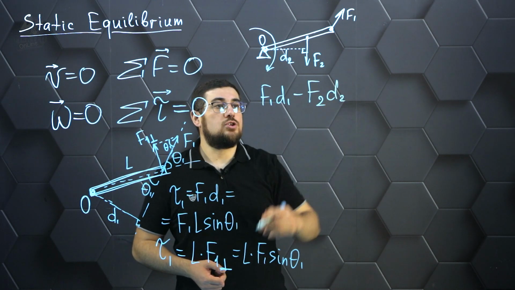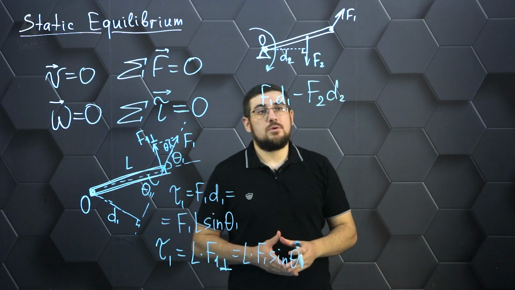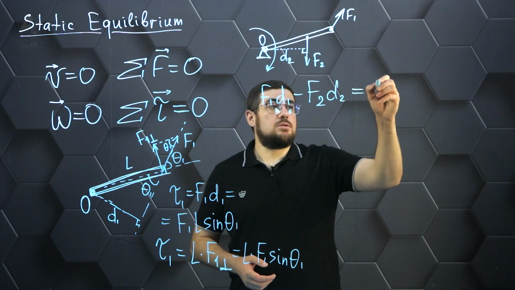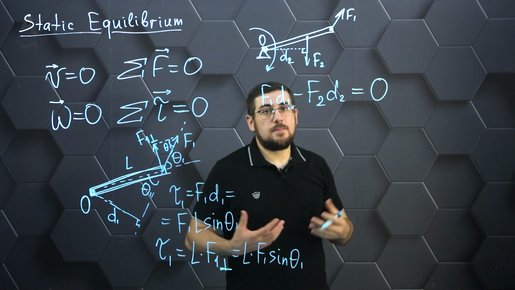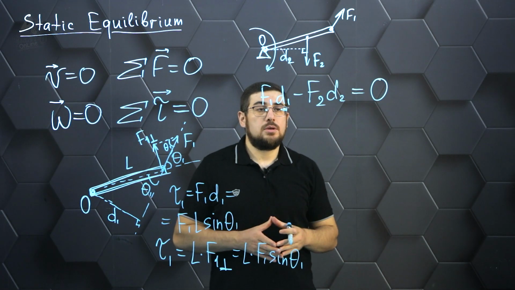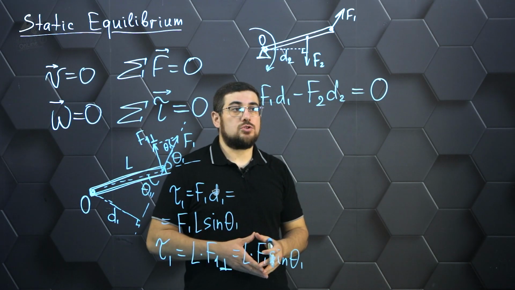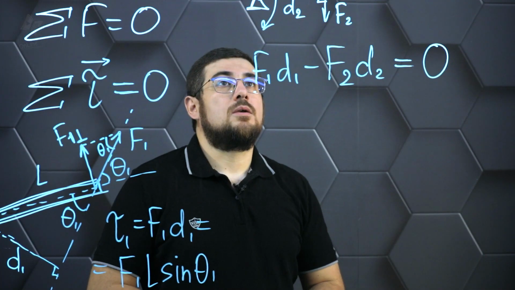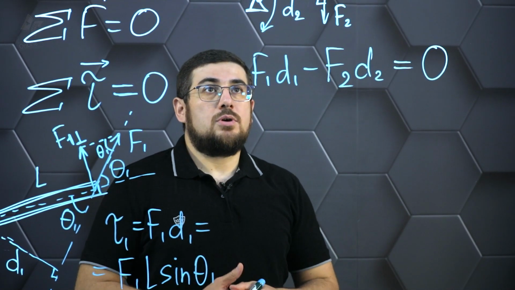And we end up with the difference of the two moments. So in order to fulfill the equilibrium of this body, this difference must be equal to 0. That is, these moments must be equal in modulus and opposite in direction. Actually, that's what we've got. Here there is one nuance.